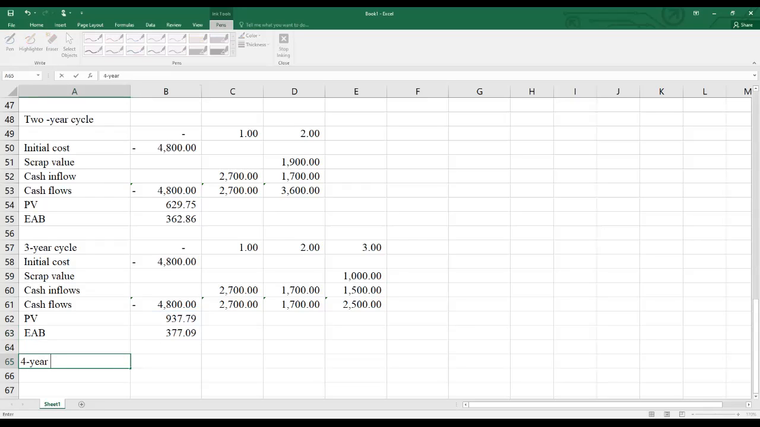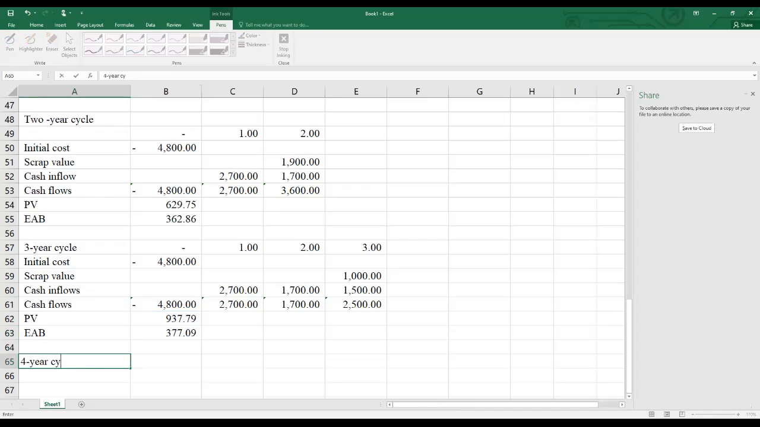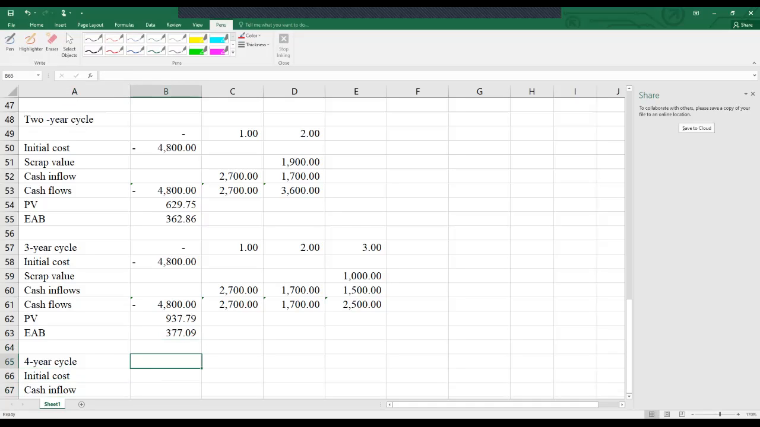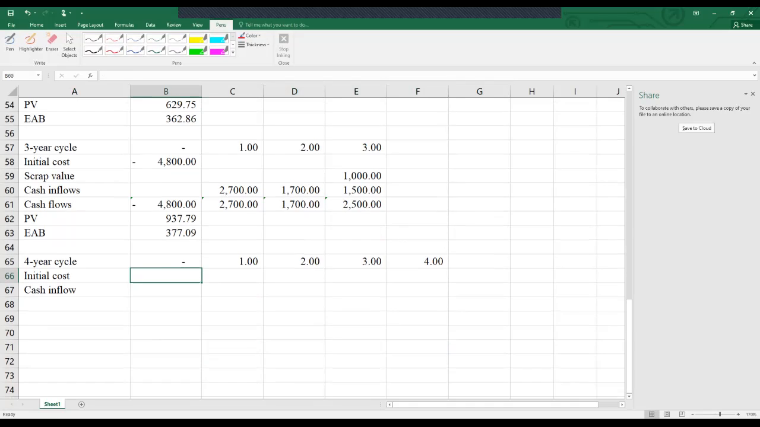A 4-year cycle, same thing. Initial cost, scrap value. There's no scrap value by the end of year 4, so the only thing you'll be earning is cash inflow. So year 0 here. You buy the asset today, you dispose of it in year 4, buy another one, use it for 4 years, and dispose of it again. The cycle repeats itself to infinity.